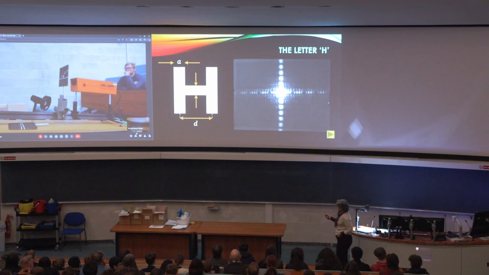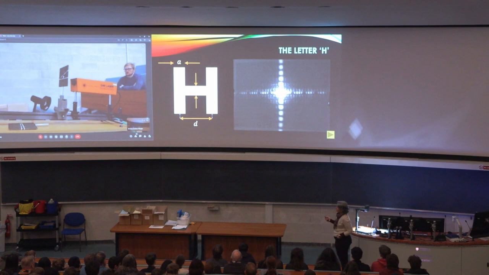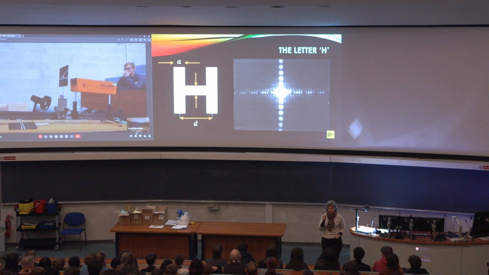What I'd like you to think about is which of these letters represents the largest aperture size. I think we can eliminate D, because that's clearly the biggest, right? That's the separation. So if D is the biggest, which feature is that contributing to in this diffraction pattern? D is the largest thing, which feature of the pattern is it creating? Yeah?